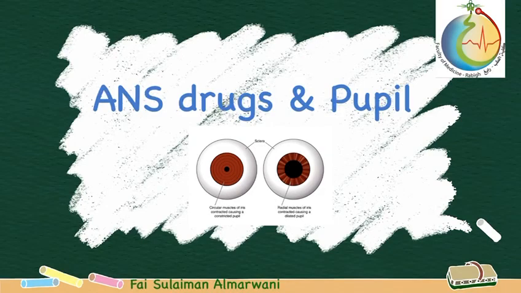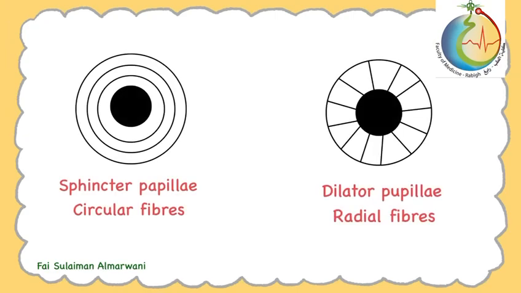I'm going to explain the effect of autonomic nervous system drugs on the pupil. The pupil size is controlled by two opposing muscles in the iris, the sphincter pupillae and the dilator pupillae.